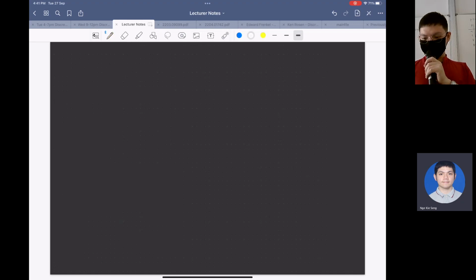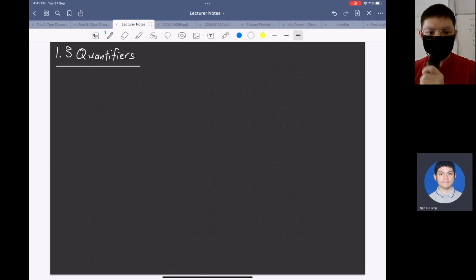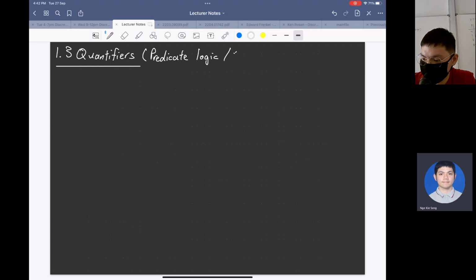Yeah, let's go. So the next chapter is quantifiers. Now things get a bit more interesting. With quantifiers, we want to add functions. We want to consider different things in one proposition. Sometimes you call it predicate logic or quantification logic.